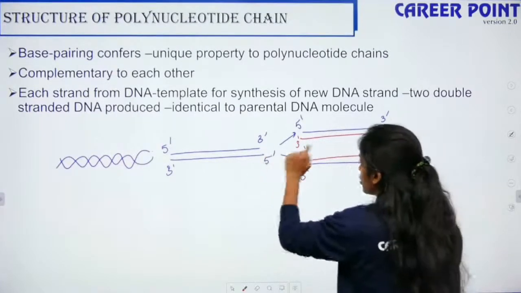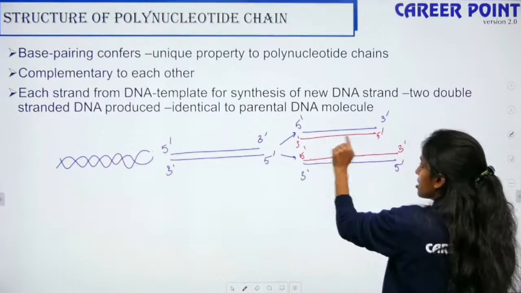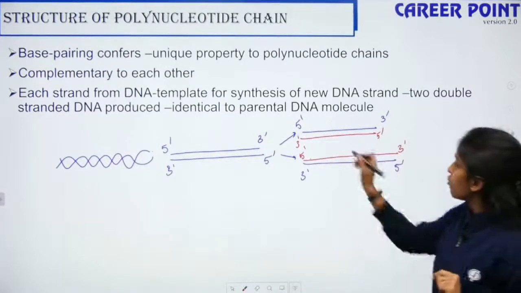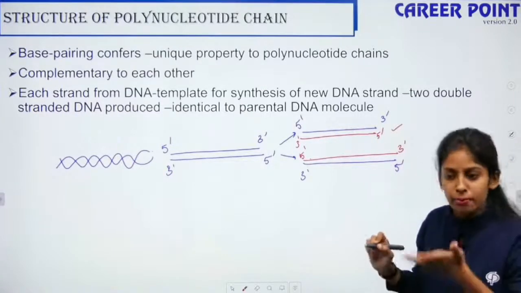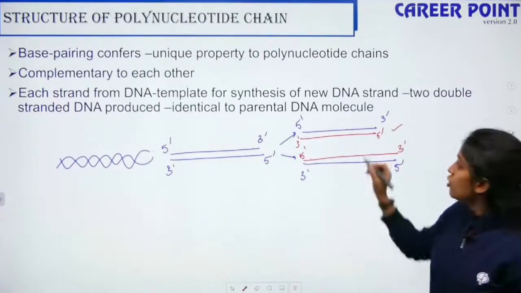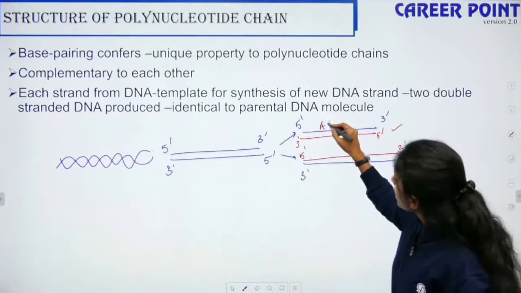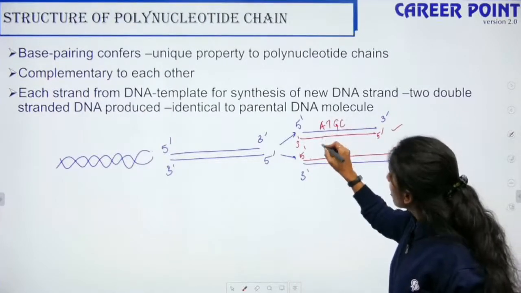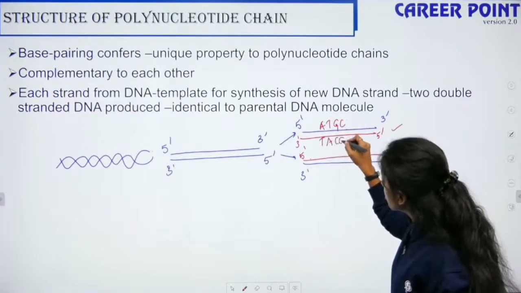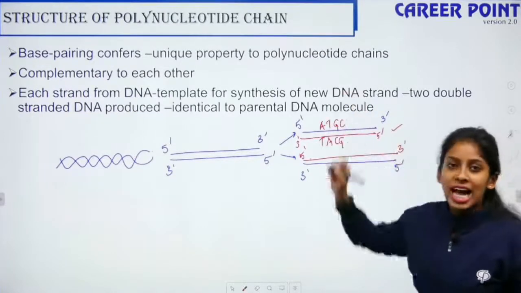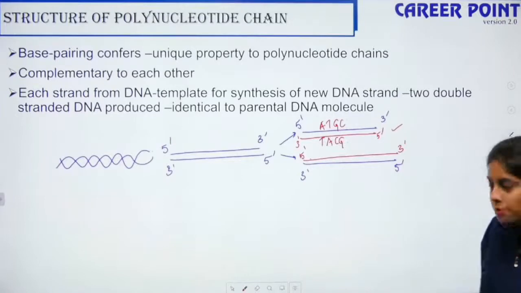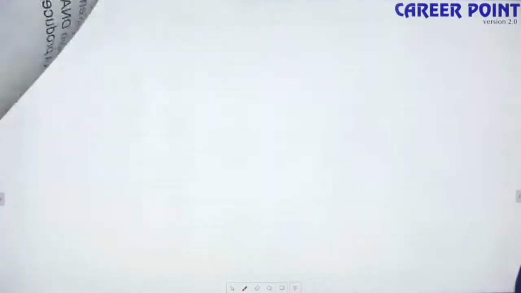Each of these strands acts as a template for the synthesis of a new strand. For this red strand to be synthesized, this is acting as a template because it is complementary, right? So, if here I have ATGC, here I will have TACG, right? So, this is acting as a template. So that is what is explained in this line. Okay, yes.